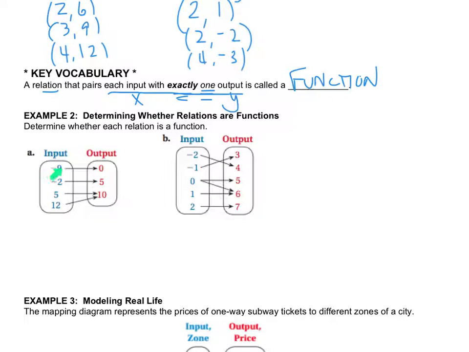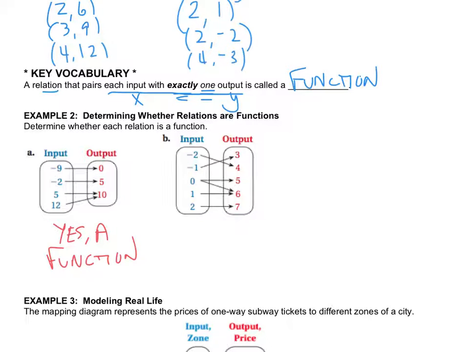So negative 9 only comes out as a 0. Negative 2 only comes out as a 5. 5 only comes out as a 10. 12 only comes out as a 10. So in this case, this is okay. We would say, yes, this is a function because each input has only one output.